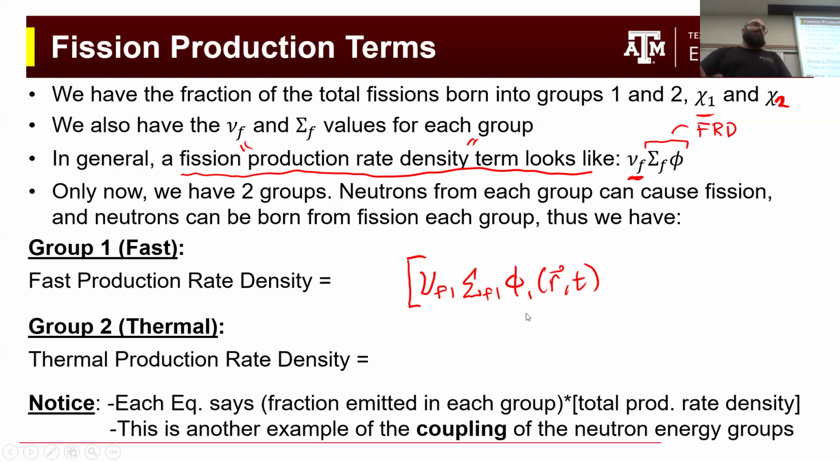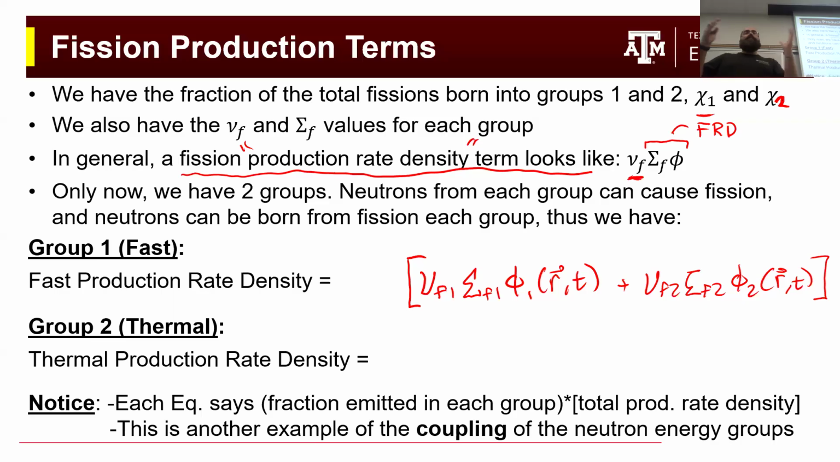These are all of my fast neutrons that are contributing to my fission and therefore to my neutron production. And then I would also have a nu F2 times a sigma F2 times a phi 2. That second term represents all of the thermal neutrons that are participating in fission reactions that are producing neutrons. So this in the brackets, that's like my total production rate density. It's the neutrons that are in the fast group and the thermal group that are contributing to my fission reactions.